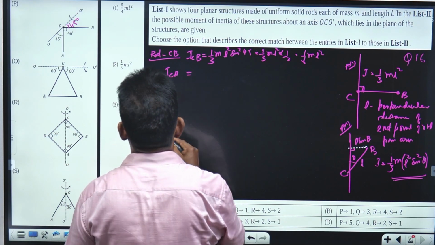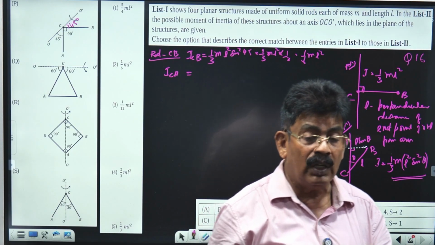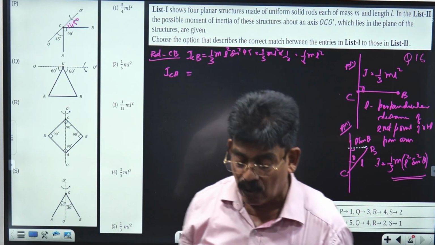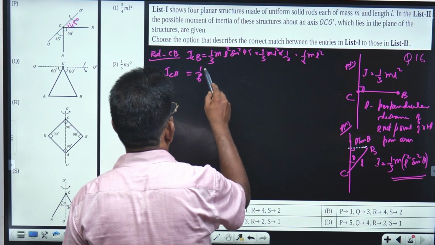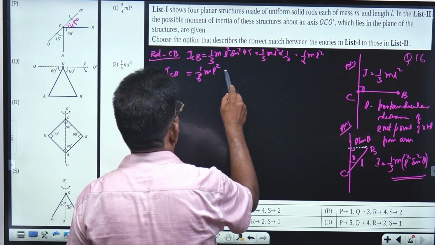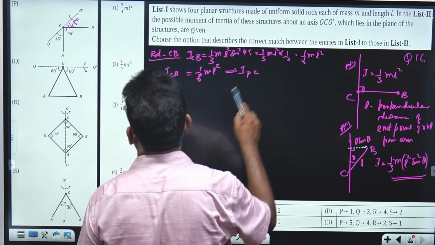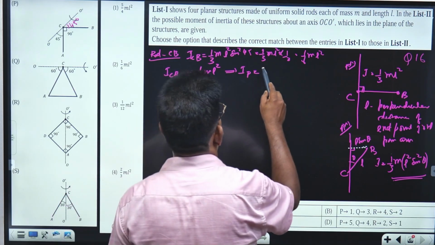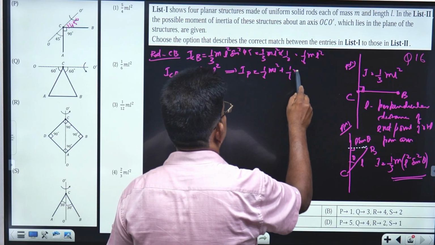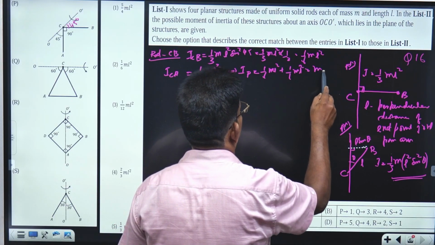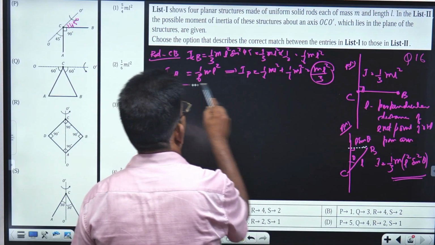So I can, without any hesitation, without any further explanation, say that in the same manner rod CB was aligned, rod CA is aligning. ICA will be 1 by 6 ml square, and we have two rods only. Total moment of inertia in the first case, I call IP, will be 1 by 6 ml square plus 1 by 6 ml square. That comes to be ml square by 3. This is for the first figure.